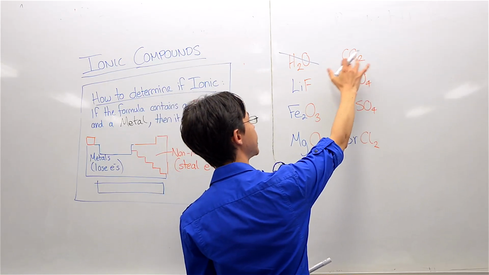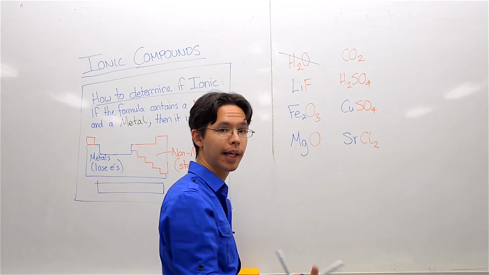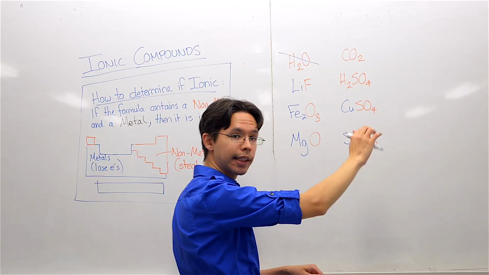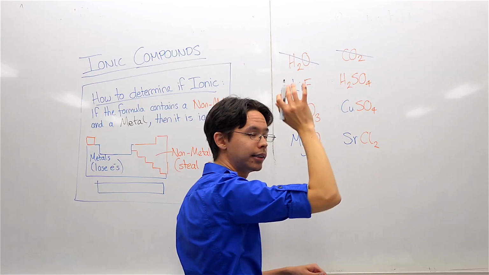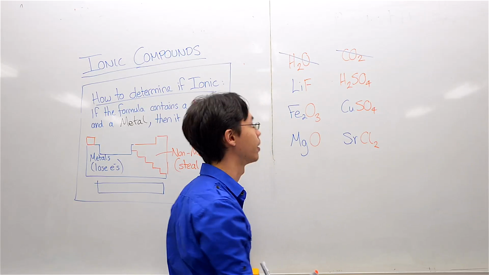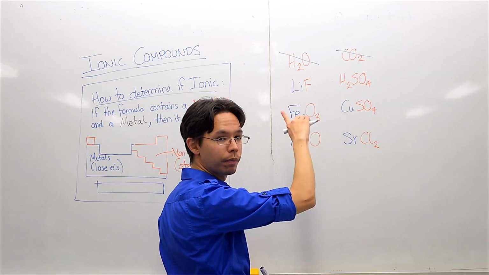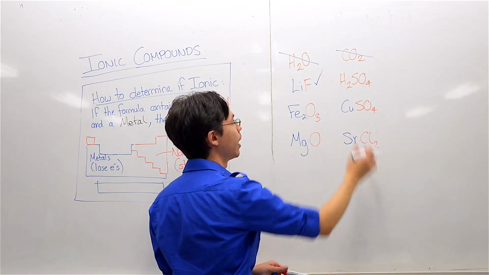Let's look at this one, CO2. This is the gas that we breathe out, and it's also the gas that plants take in sometimes. It's only made of nonmetals. It doesn't satisfy the condition, so it's not an ionic compound either. Let's look at lithium fluoride. Well, it's got a metal and a nonmetal. That is an ionic compound.